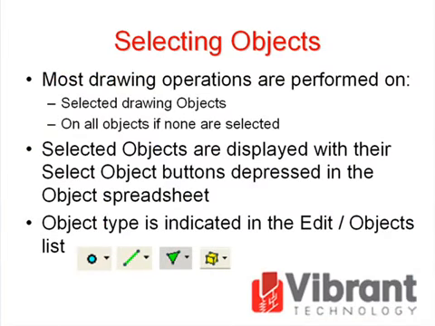Most drawing operations are performed on selected drawing objects, or on all objects if none are selected. Selected objects are displayed differently on the model, and their Select Object buttons are depressed in their object spreadsheet. All drawing operations are performed on one type of drawing object at a time. The currently chosen object type is indicated in the Edit, Objects list, which is also displayed on the toolbar.